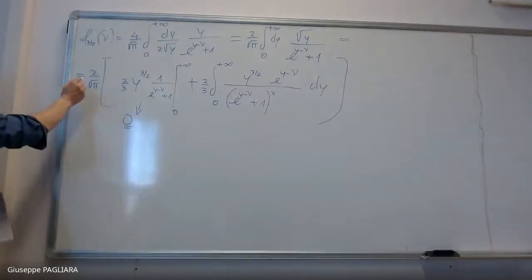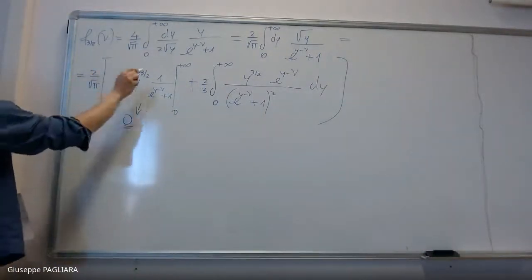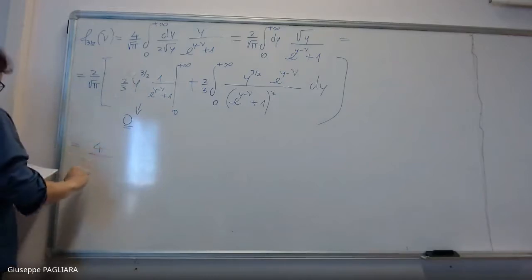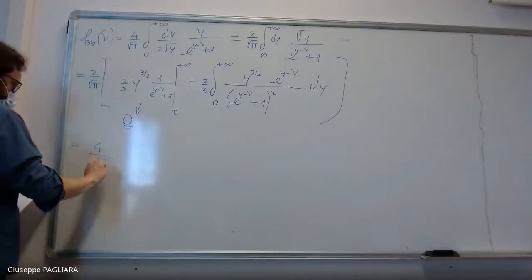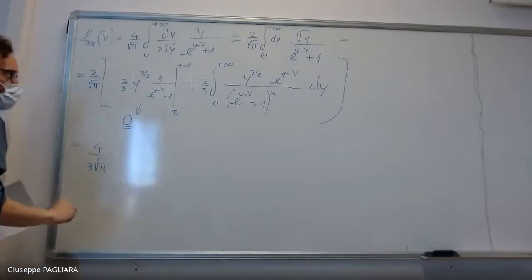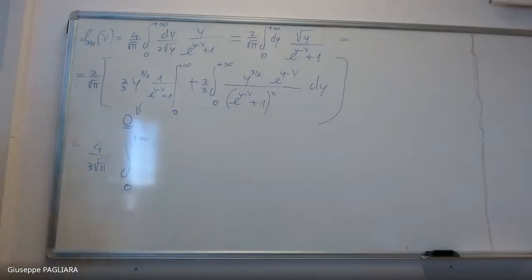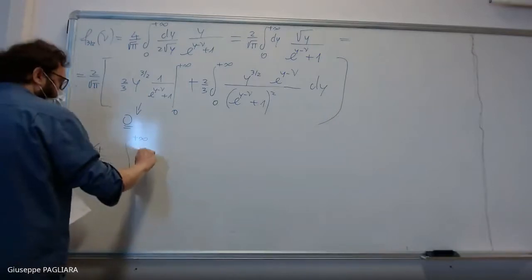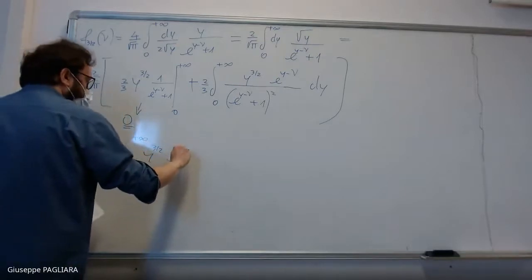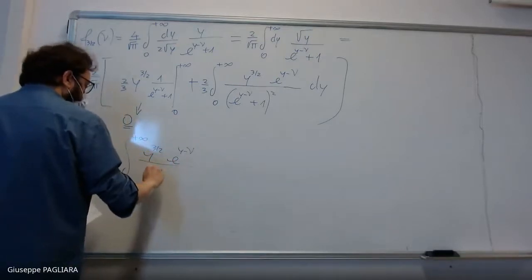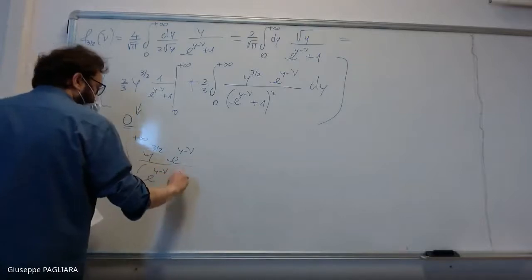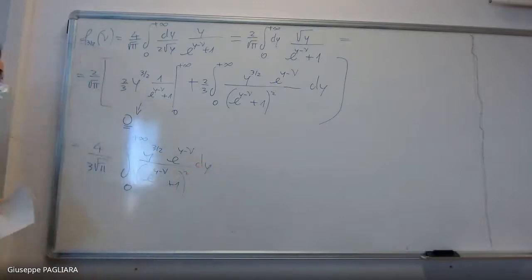So this is equal to 0. I have 4 divided by 3 square root of pi, and then I have this integral from 0 to plus infinity of y to the 3/2, e to the y minus mu, over e to the y minus mu plus 1 squared, dy.